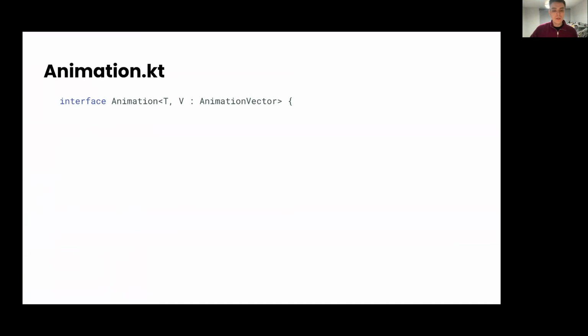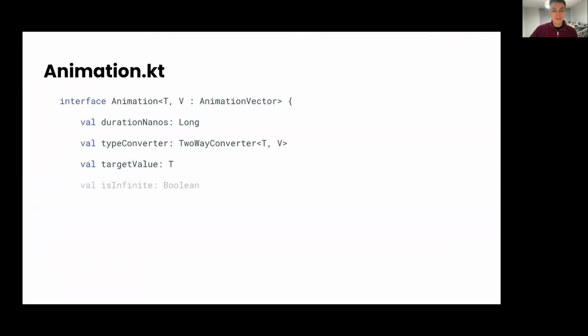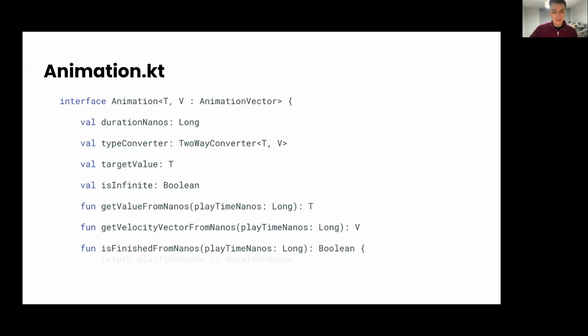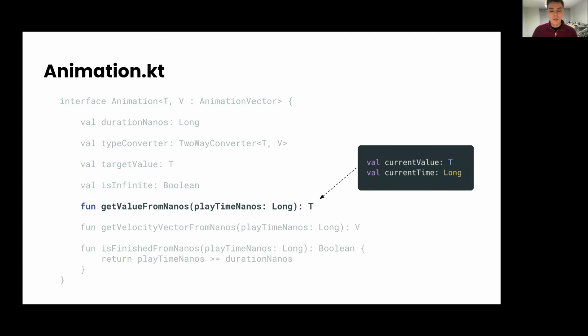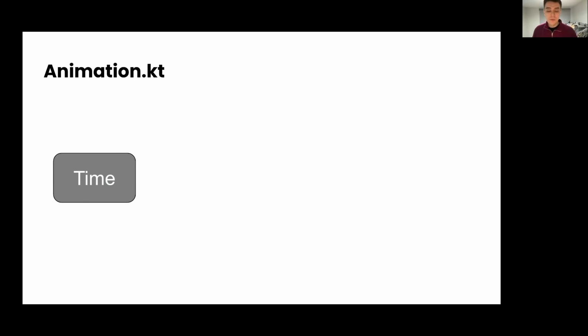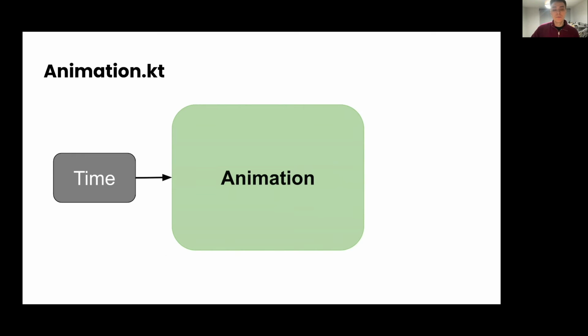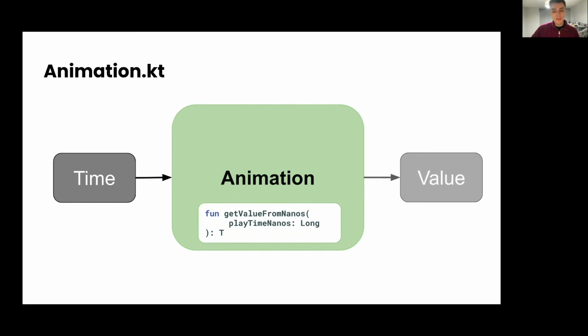So if we take a look at the source code, we have a bunch of methods, and we are interested in getValueFromNanos, right? This method basically takes some time and returns the value of the animation. The scheme of how it works is that we have some time of the animation, we pass it to the animation object, and if we call getValueFromNanos, we will receive the value of our animation. So the scheme is pretty simple.